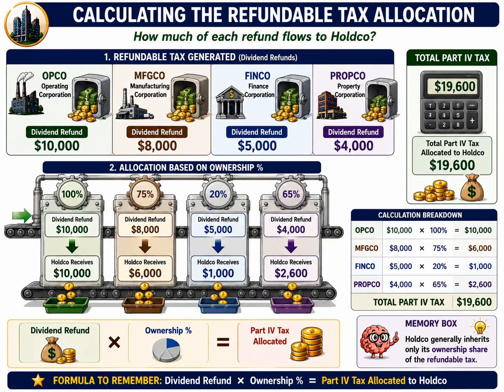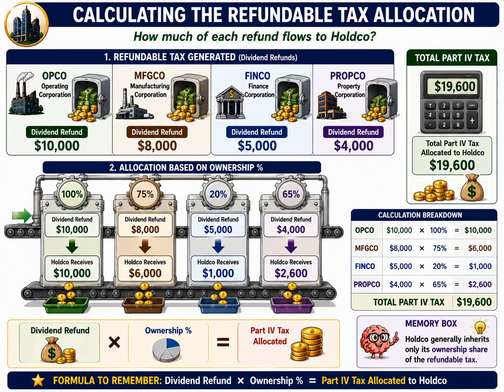Each corporation places its dividend refund onto the allocation process. The ownership percentage acts like a filter. Only the portion corresponding to holdco's ownership interest flows through and becomes holdco's allocated refundable tax amount. This is the key formula shown at the bottom of the slide. Dividend refund multiplied by ownership percentage equals Part 4 tax allocated to holdco. That formula is the foundation of every allocation calculation involving multiple connected corporations.